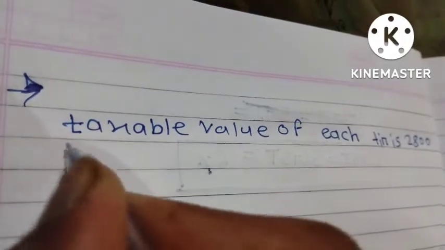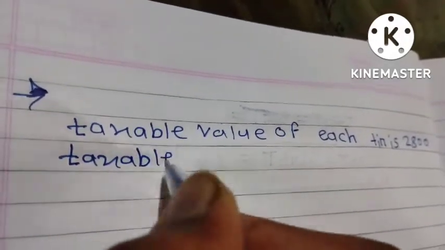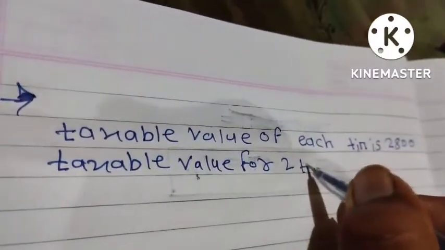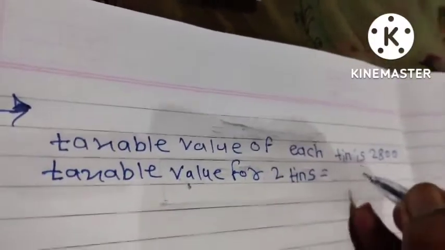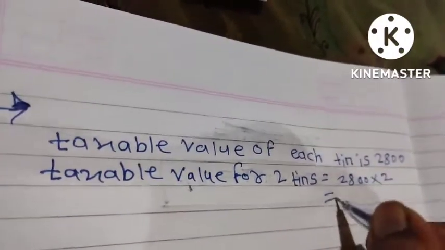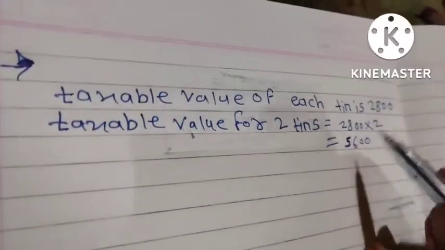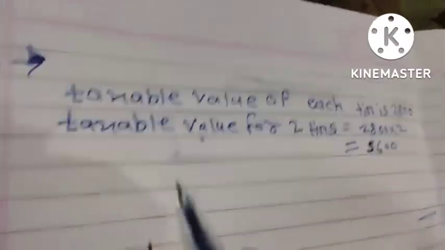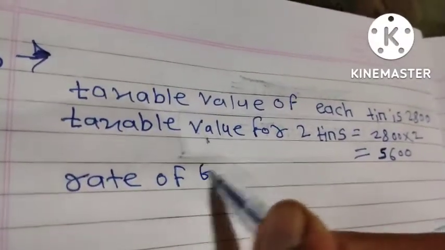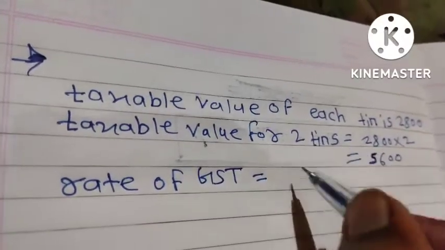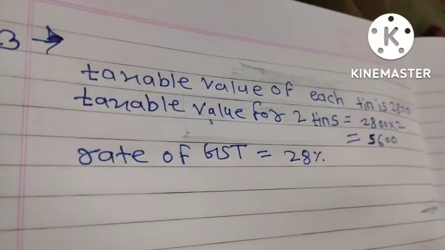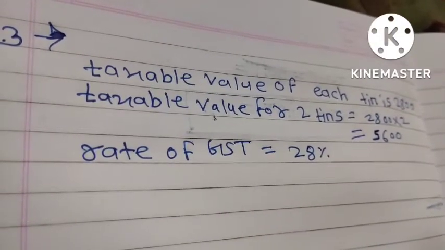Second, taxable value for 2 tins is equal to 2800 into 2. The answer will be 5600. The rate of GST is 28%. Then find the amount of CGST and SGST in the tax invoice.